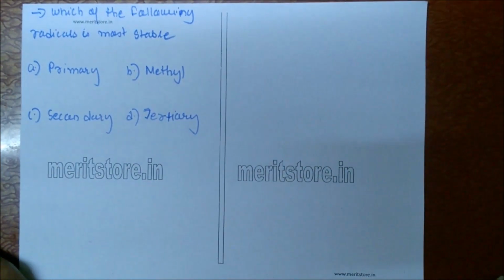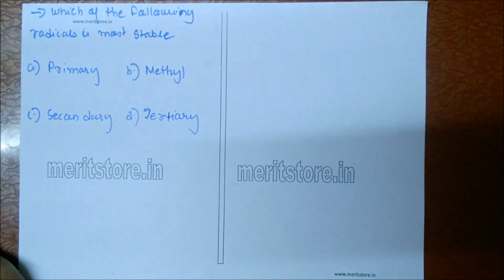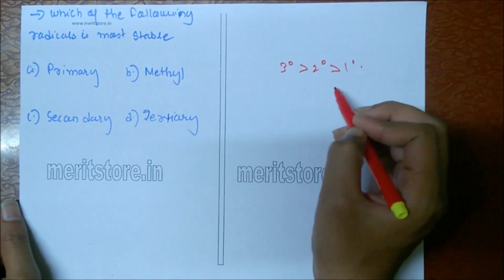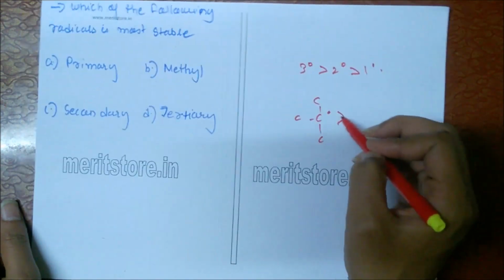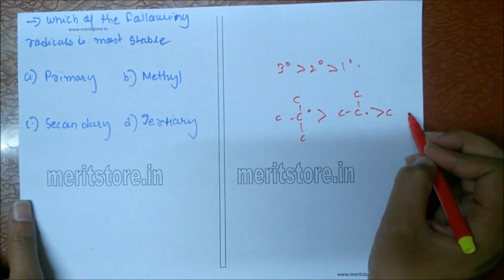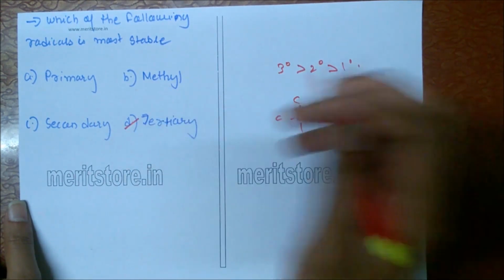Which of the following radicals is more stable? A, primary; B, methyl; C, secondary; D, tertiary. Greater the number of alkyl groups attached to the carbon atom carrying the odd electron, greater is the delocalization of the odd electron, and more stable is the free radical. So accordingly, tertiary is more stable than secondary and then primary. So tertiary butyl, an example of a tertiary free radical, is more stable than a secondary isopropyl, which is more stable than ethyl free radical. So option D is the correct answer.